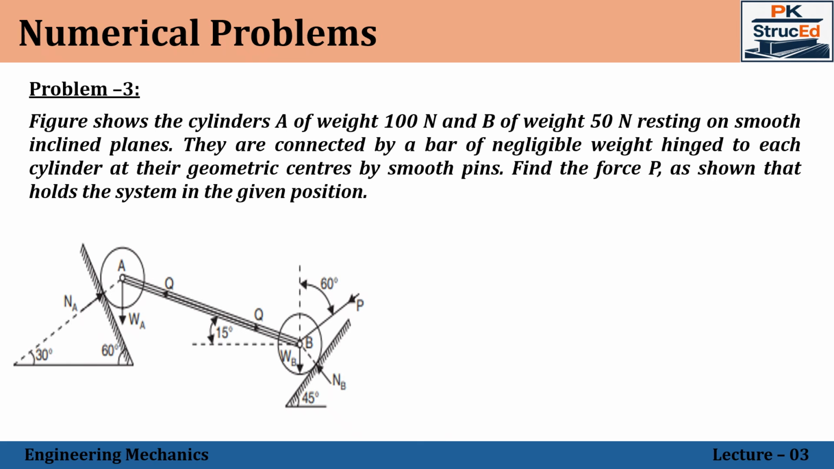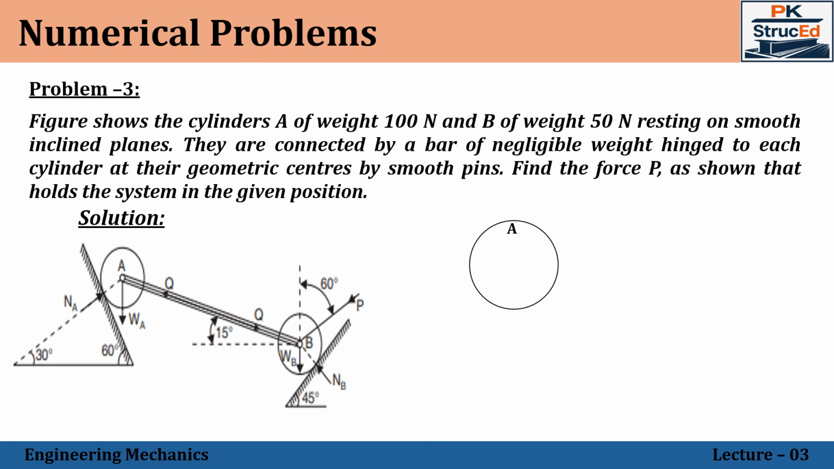So we have two cylinders A and B, weighing 100 Newton and 50 Newton. They are resting on smooth inclined planes and are connected by a light bar hinged at their centers. The question is to find the force P required to keep the system in equilibrium. So we shall draw the free bodies for cylinder A and cylinder B. For each cylinder, the weight will be acting vertically downwards, along with the normal reaction from the plane, the force in the connecting bar, as well as the applied force.